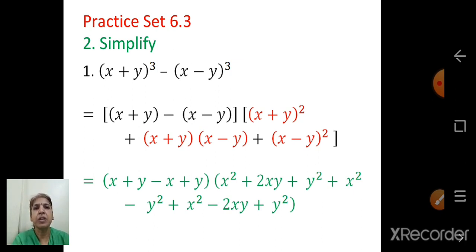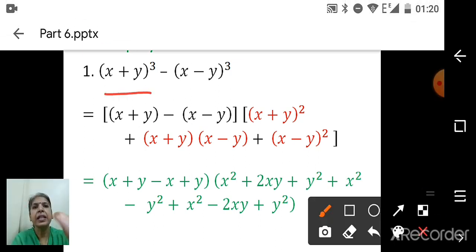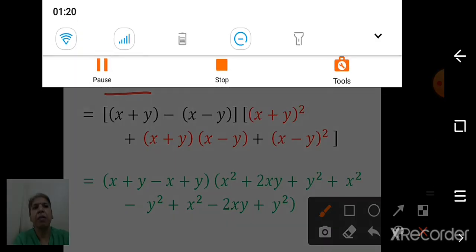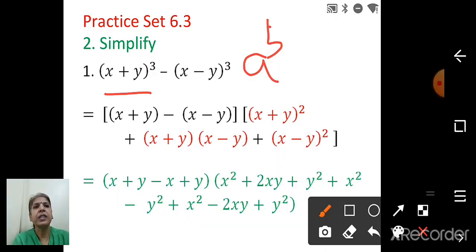Now seeing the question, you may remember in the 5th chapter also we have done the expansion chapter where a plus b the whole cube minus a minus b the whole cube. So we were using the formula of a plus b the whole cube. But here we will not be doing that. Here we will be using the formula of a cube minus b cube. So we will observe properly: x plus y the whole cube, this is nothing but a cube, right? And the next one is minus x minus y, so that is b cube.